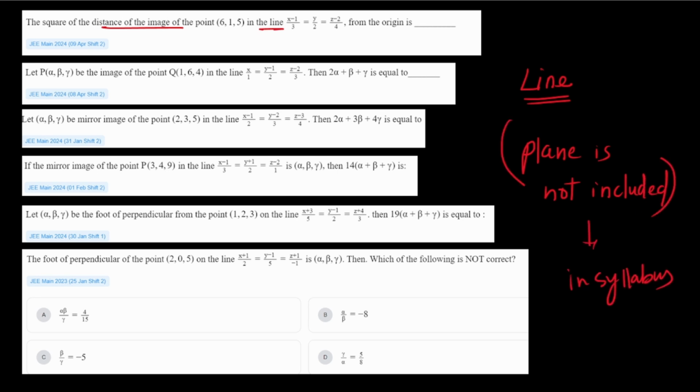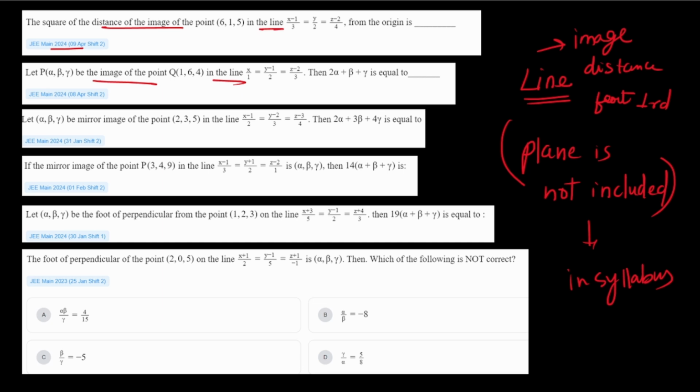Last year, till 2023, plane questions were there, but you only have line as of now. So one of the topics of mark scoring was related to plane, but they have removed it, so you don't have to worry about that. I just mentioned it. In a line image, finding the image distance, foot of the perpendicular and all, it's important.